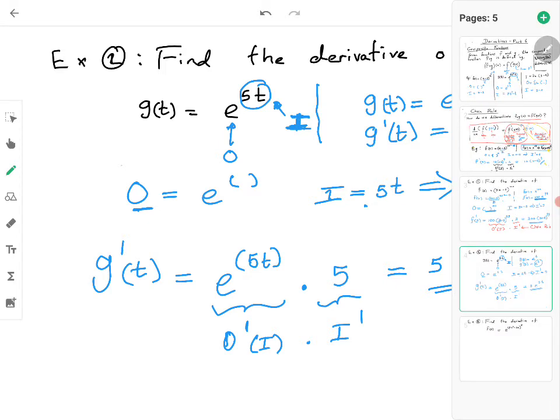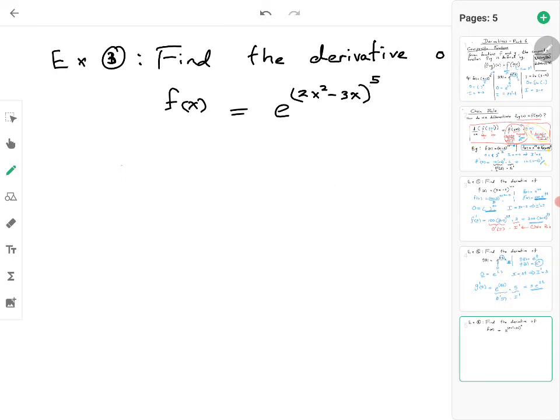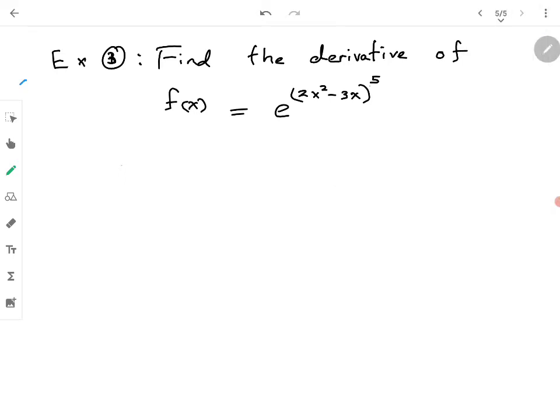Then the last example we are going to do is this one. And this is a special example because we need to apply the chain rule twice here, instead of once like the previous example. So for this question, I will need to apply the chain rule twice. Okay, so let's see. This is the function given to us.